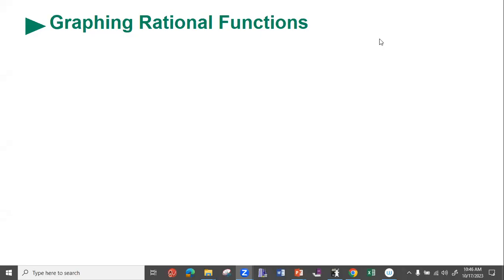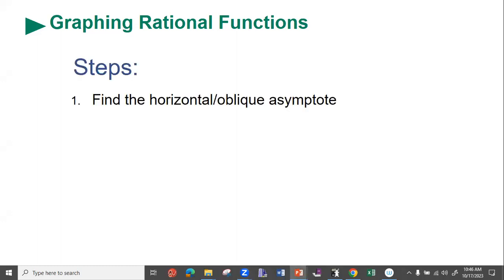All right, so now we're on to graphing rational functions. So how do you graph rational functions? Well, step one is you want to find your horizontal or oblique. Oblique is another word for slant that I slid in there on you. So oblique also means slant.